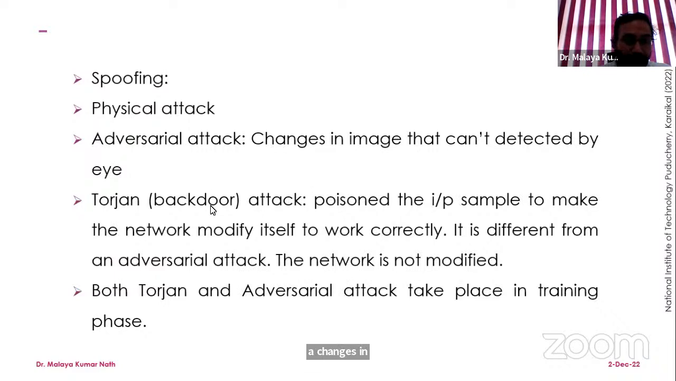Trojan attack, that is known as the backdoor attack, poisons the input sample to make the network modify itself to work incorrectly. It is different from the adversarial attack, where the network is not modified. So if we look into the difference, in a Trojan attack, the input sample makes the network modify itself, but in case of an adversarial attack, the network is not modified. In a Trojan attack, the network gets modified. Both Trojan and adversarial attacks take place in the case of images.